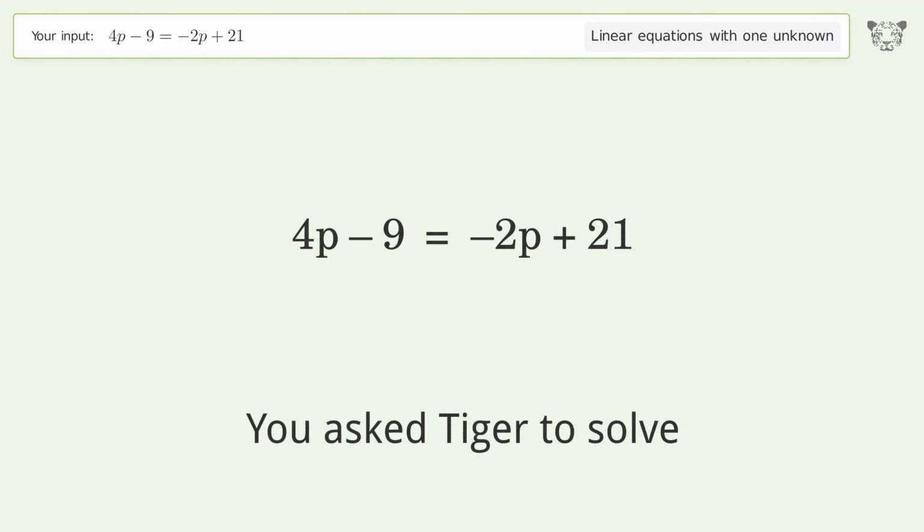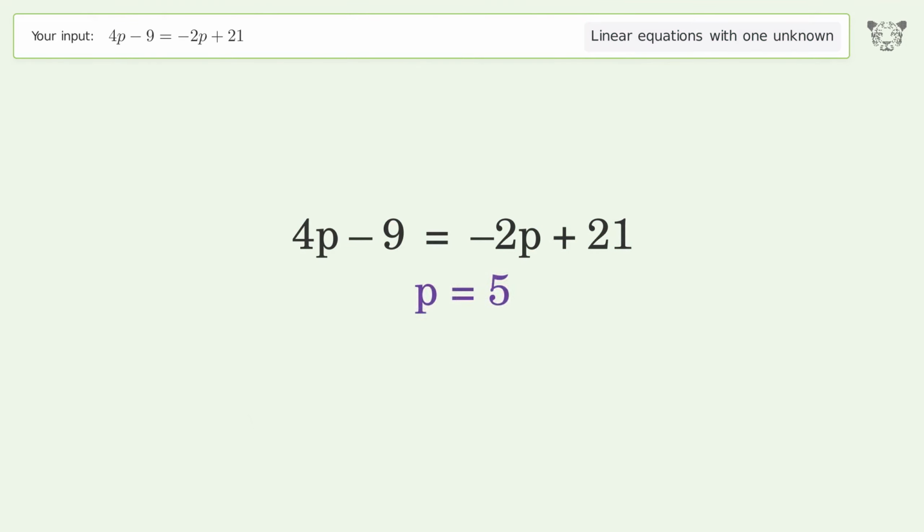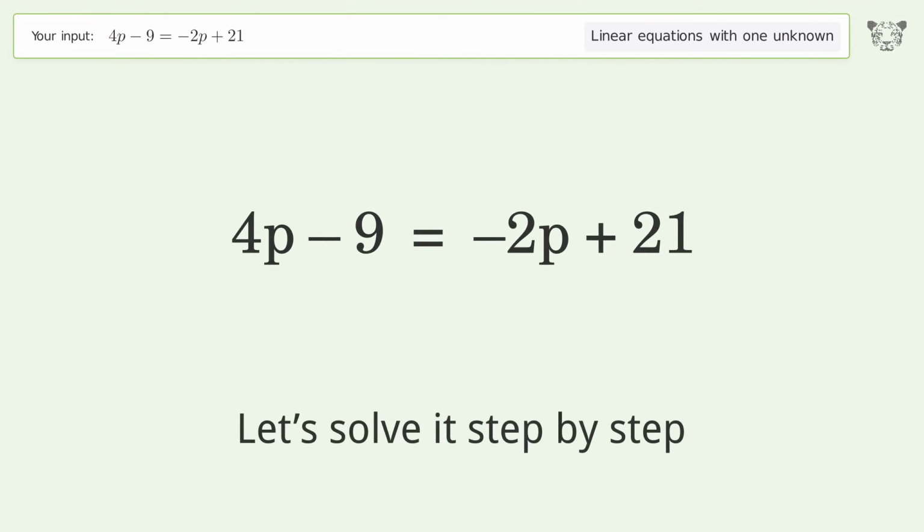You ask Tiger to solve. This deals with linear equations with one unknown. The final result is p equals 5. Let's solve it step by step.